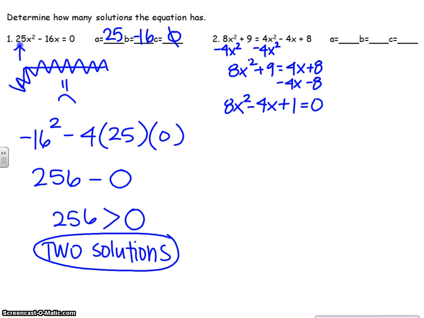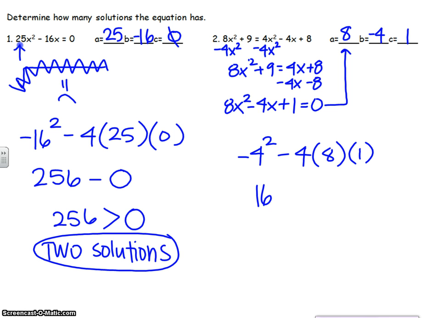Now that we're in this form, we can go ahead and label A is equal to 8, B is equal to negative 4, and C is equal to 1. So we can go ahead and plug it into our discriminant formula, B squared minus 4AC. So we'll do negative 4 squared minus 4 times 8 times 1.